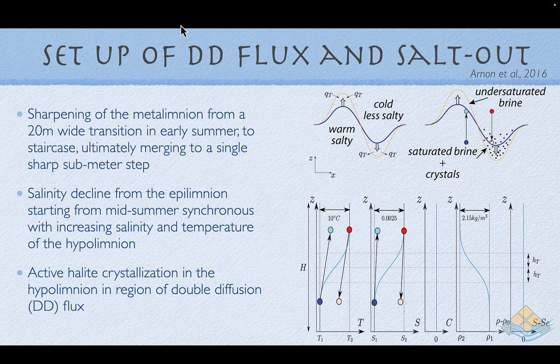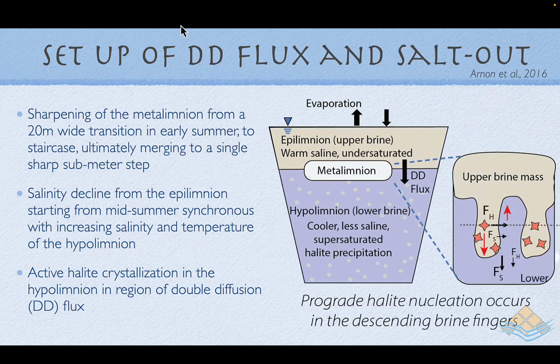In that interface, we are precipitating halite. At that contact between the epilimnion in the summer and the hyperlimnion, in the epilimnion upper brine, we have warm, saline, but undersaturated waters. Then in the hyperlimnion, it's mixing with cooler, less saline, but supersaturated halite waters. That is driving precipitation through double diffusive mixing across that interface, where the prograde nucleation of halite is occurring in those descending brine fluids as they cool.